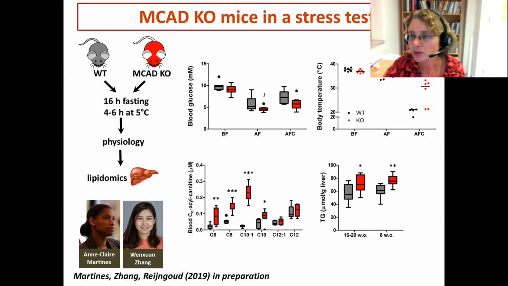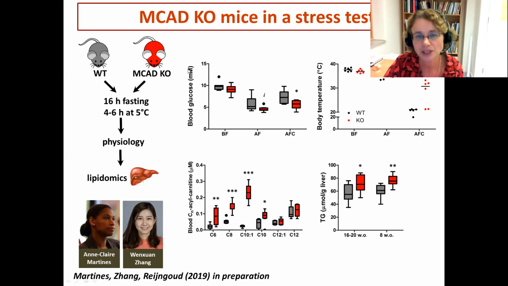This is another rescue that we found experimentally. In this case, we had mice lacking this enzyme MCAT, and we put them to a stress test. These mice are very, very good at fasting. They wouldn't die, they wouldn't have severe symptoms like the children. But if you give them an additional trigger, they get more severe symptoms. So here we had these mice after fasting for 4 to 6 hours at a very low temperature, 5 degrees. So they need a lot of energy to keep warm. So they need their fatty acid oxidation.